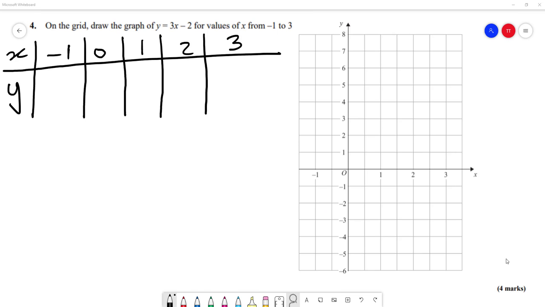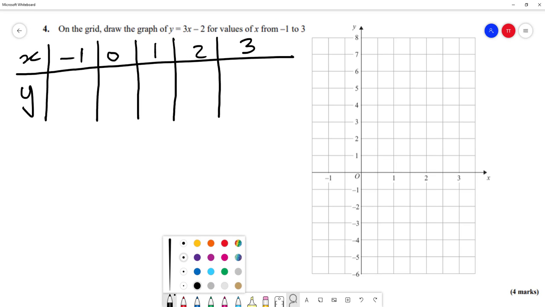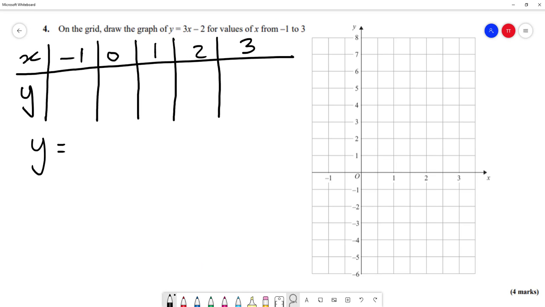Here's a question for you to try. You can pause the video, and when you're done, I will go through my worked solution. Okay, welcome back. So we need to draw the graph of y equals 3x minus 2 for the values of x from -1 to 3. I've drawn a table out for you. I've got those values from the graph on the x-axis. Now let's write the equation out, which is y equals 3x minus 2.